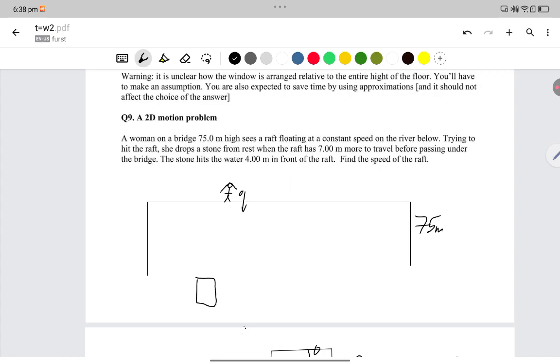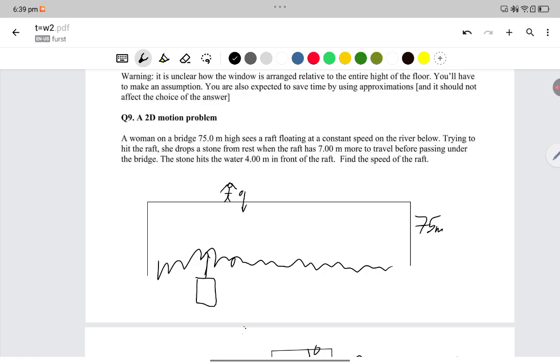And the raft, when she drops the stone, the raft is 7 meters away from the bottom of the bridge. So you can imagine the bridge casts a shadow. And the raft is 7 meters away from the shadow. The stone hits the water 4 meters in front of the raft. Okay, so here's 4 meters. Find the speed of the raft.